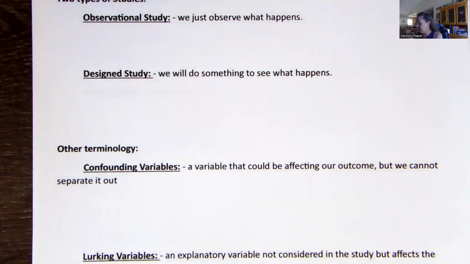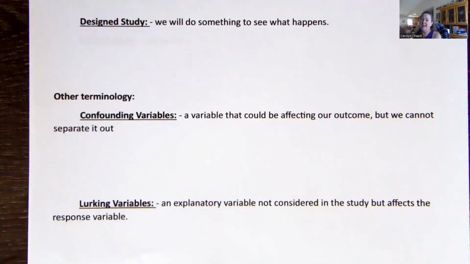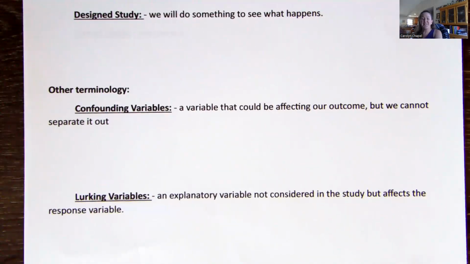And then also some lurking variables, which are hard to get rid of because we don't even know they're there. A lurking variable is something that is affecting things, but it's not even considered in the study, but it somehow affects the response. So we didn't even know it was there. So there are lurking variables. They kind of lurk in the background and affect things, but we can't get rid of them because we don't even know they exist. We don't know what they are.